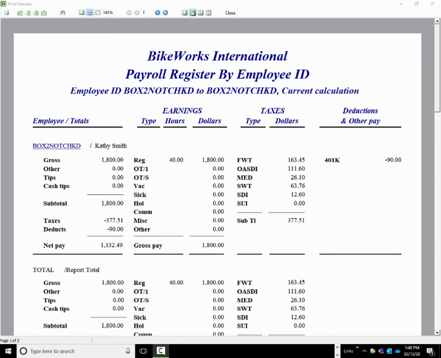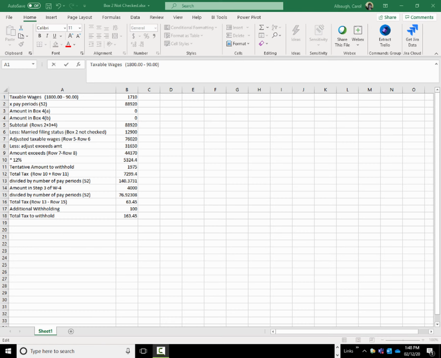First, let's determine the taxable wages. Our employee received $1,800 in gross wages. They also had a 401k pre-tax deduction of $90. The $1,800 minus the $90 leaves us with $1,710 on this payroll check of federally taxable wages.